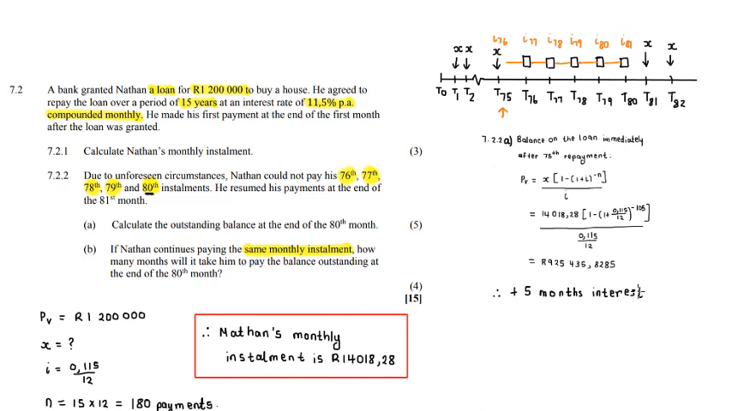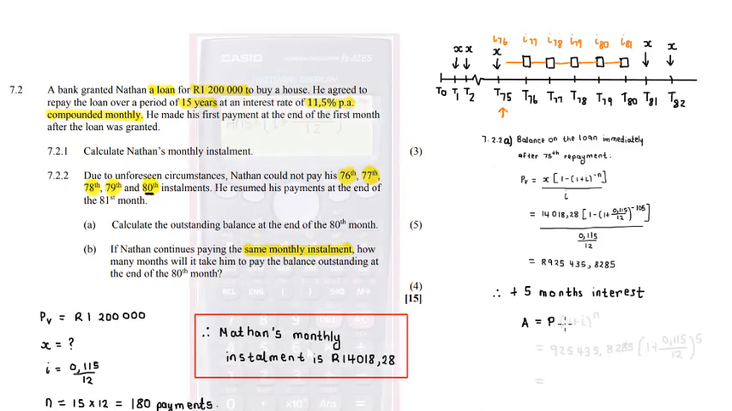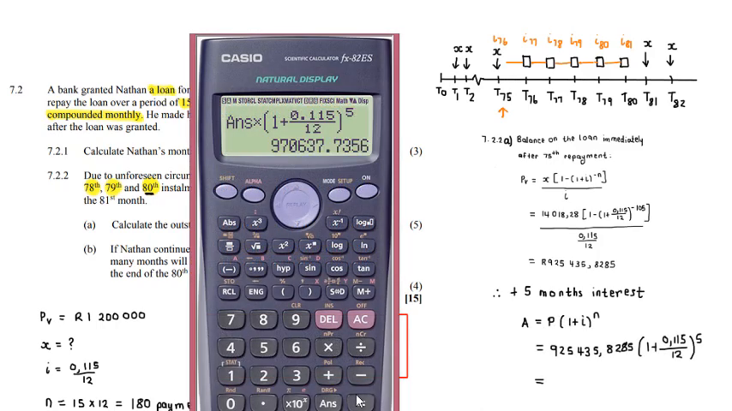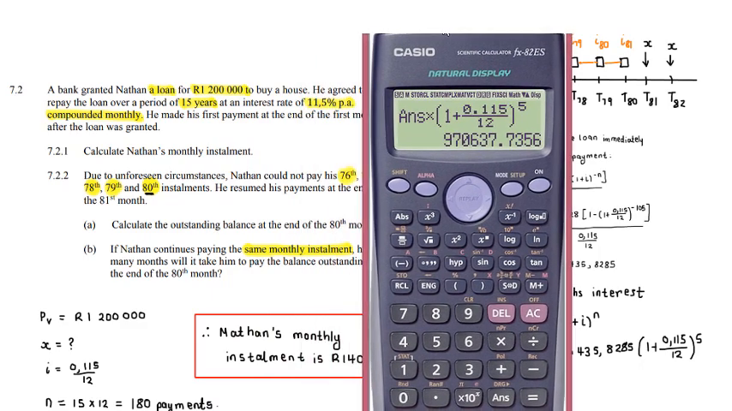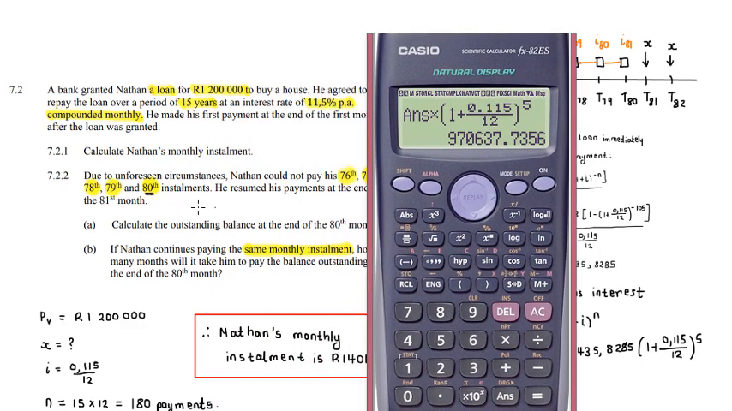Okay, so after that, we take this balance on the loan. It's that amount. You remember that we take that into the compound interest formula. So now to actually answer this question, the total outstanding balance at the end of the 80th month is this value over here.